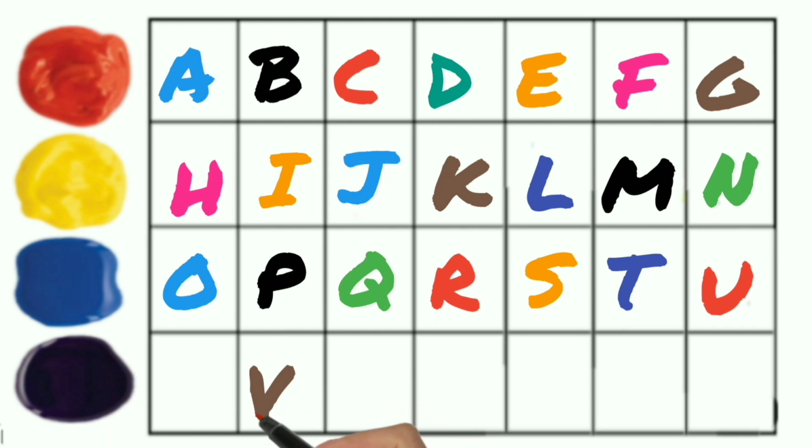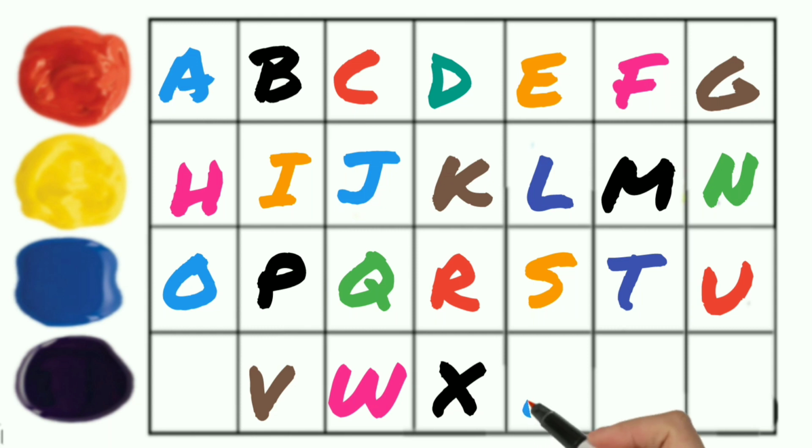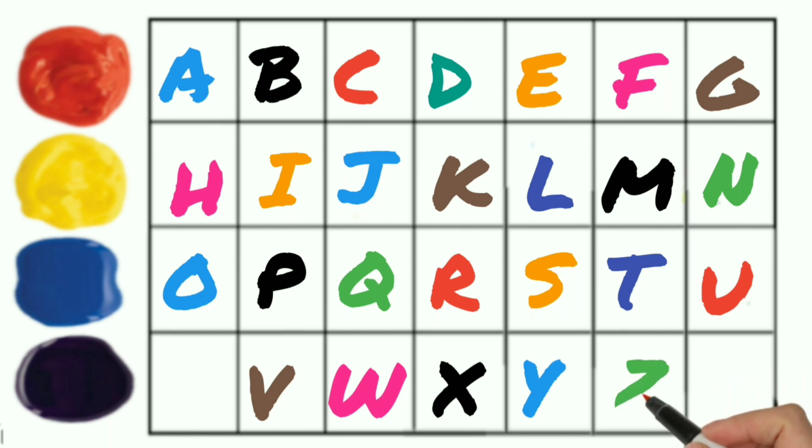V for vegetables. W for water. X for Xmas. Y for yak. Z for zebra.